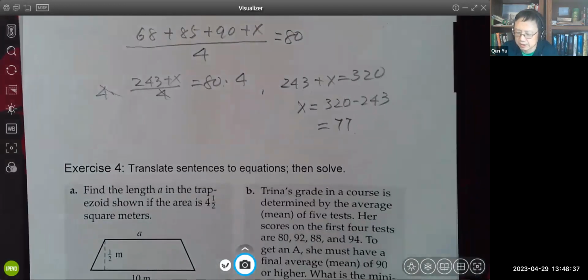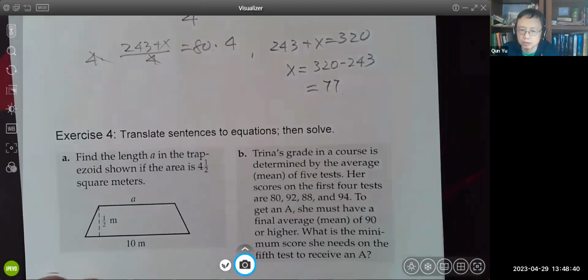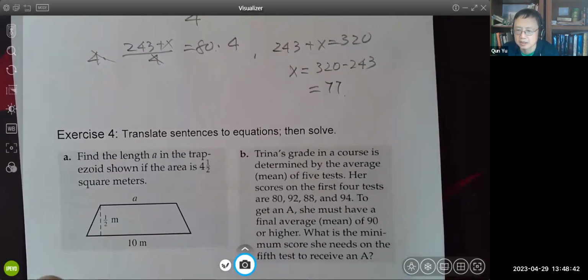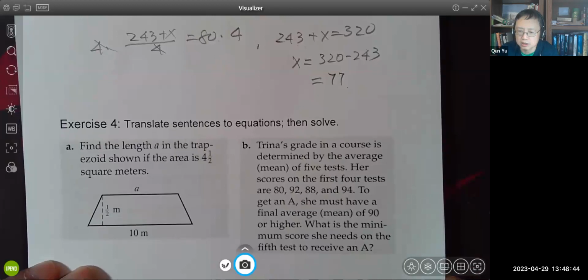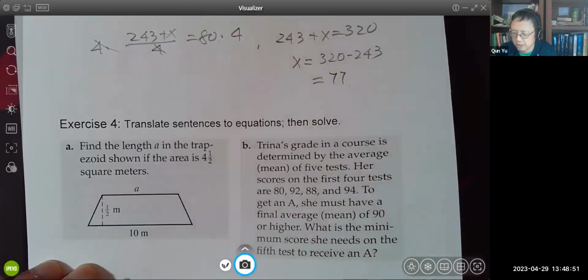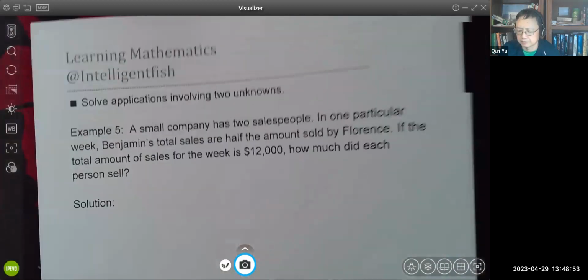And this is your next exercise set. I have 2 questions, one is geometry, one is the average score, just like in those 2 examples. Okay, let's move on to our next page.